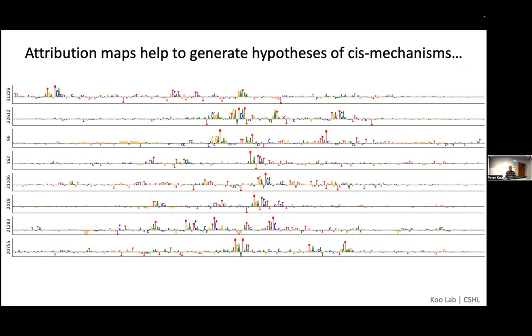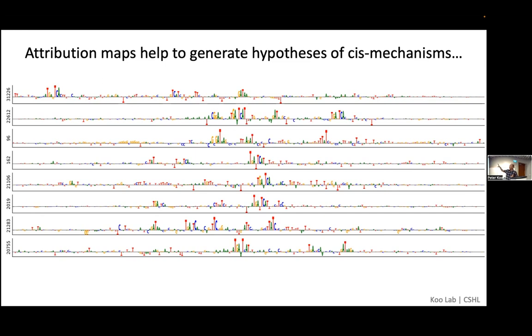Now, while attribution maps are really helpful in understanding features learned by deep learning models, they're just giving you single nucleotide importance scores. The fact that we can see motifs from these single nucleotide importance maps is great, but it doesn't tell us a lot more than which nucleotides are important.